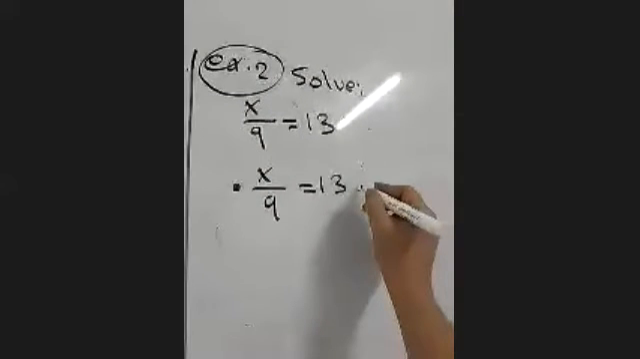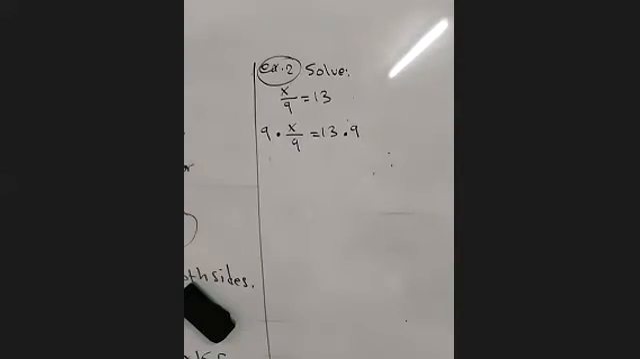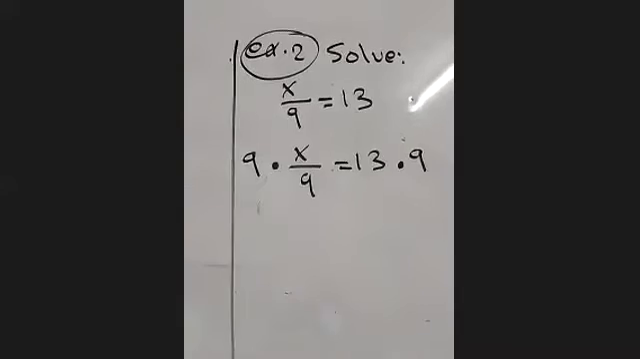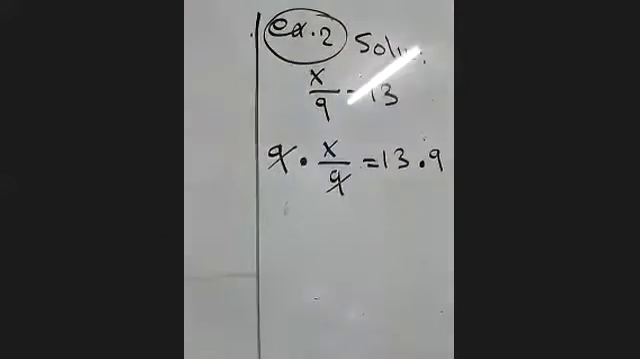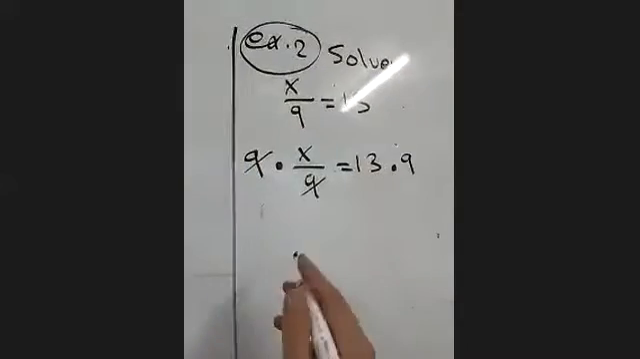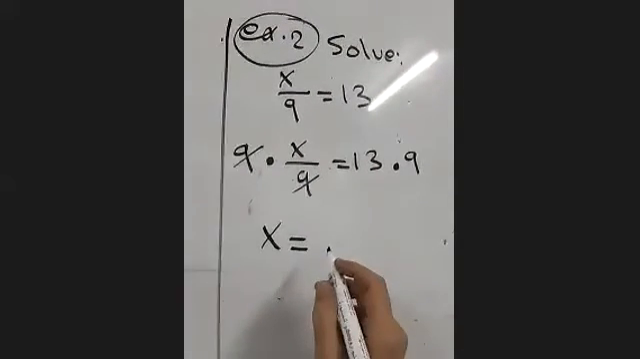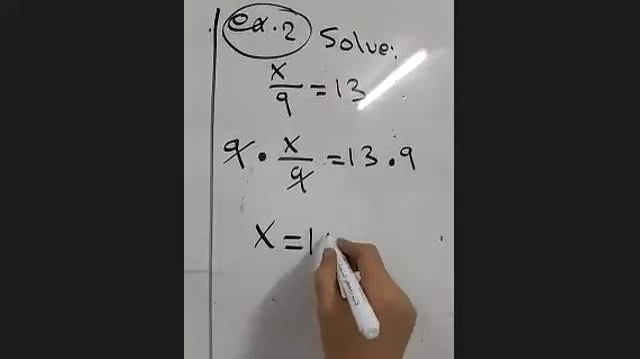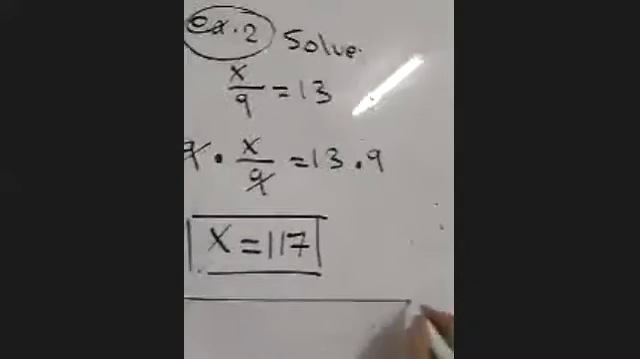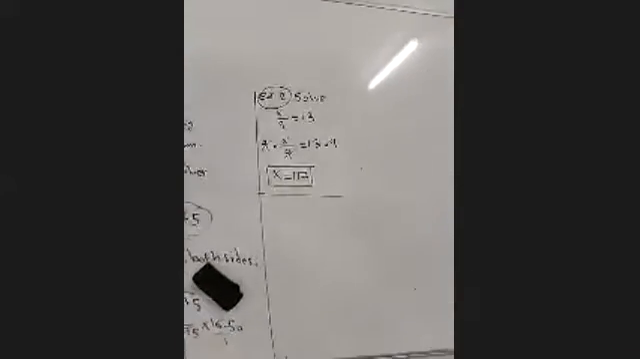This means multiply. Use it when you have x, just to distinguish between them. This is multiply and this is our variable. Now the 9s are gone. So what is left in this side? X equals 13 multiply 9, 117. Are you sure? Yeah. Good boy. So the solution of the equation is x equals 117.